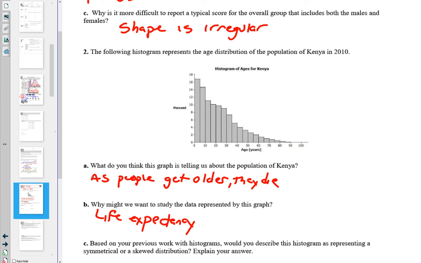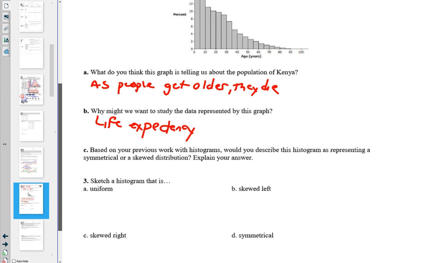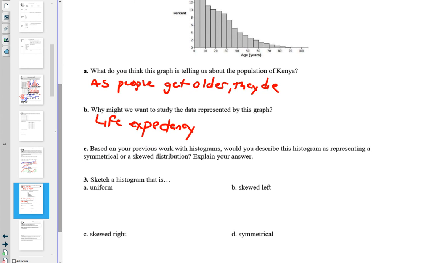Based on your previous work with histograms, would you describe this histogram as representing a symmetrical or a skewed distribution? Well, we just answered that one. It would be skewed. And in what direction would it be skewed? To the right. Or if you say a positive skew, that's fine. What would be an explanation for that? What do you look at that determines if you're symmetrical or skewed? The tail, yeah. Sketch a histogram that is uniform.